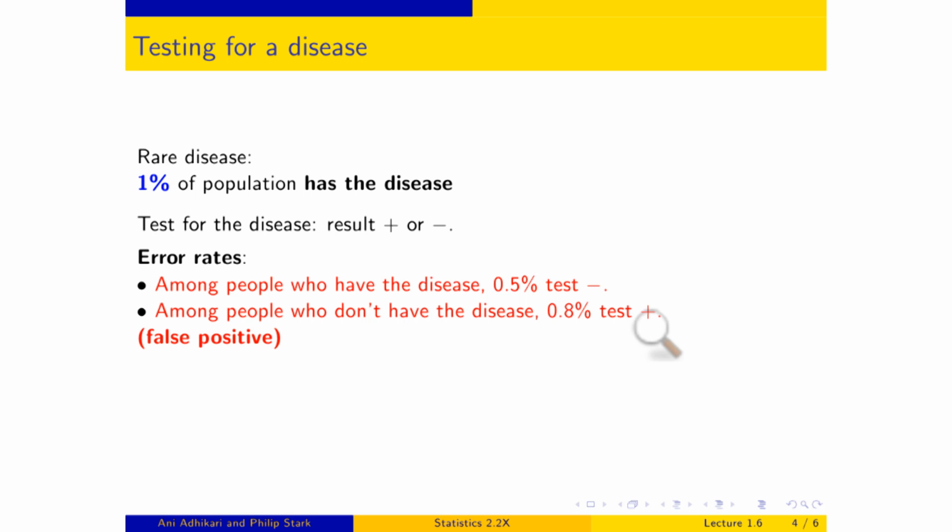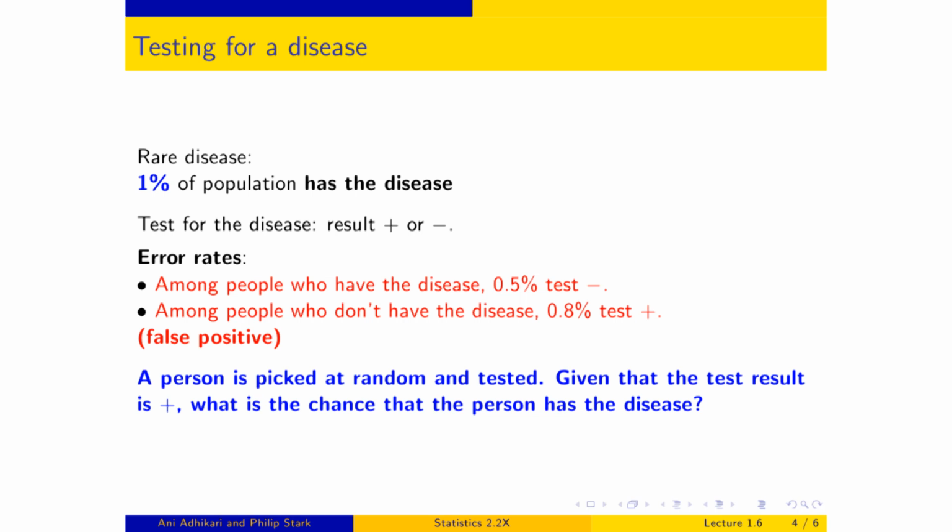And so the question that we're going to ask is the question that is of interest to most people, which is they've taken the test and they've tested positive. Do they have the disease? So specifically, what is the question that is being asked? You pick a person at random and test that person. Given that the test result is positive, what is the chance that the person actually has the disease? It's not 100% because the test doesn't always get it right.